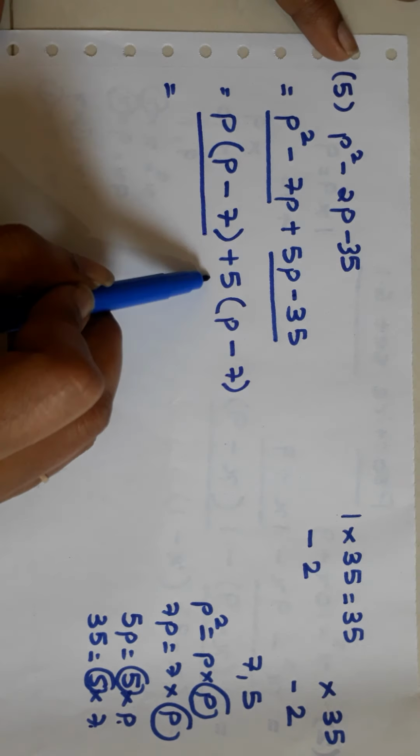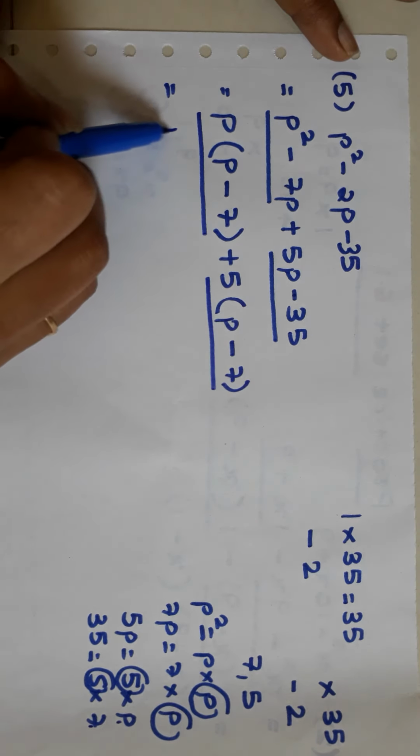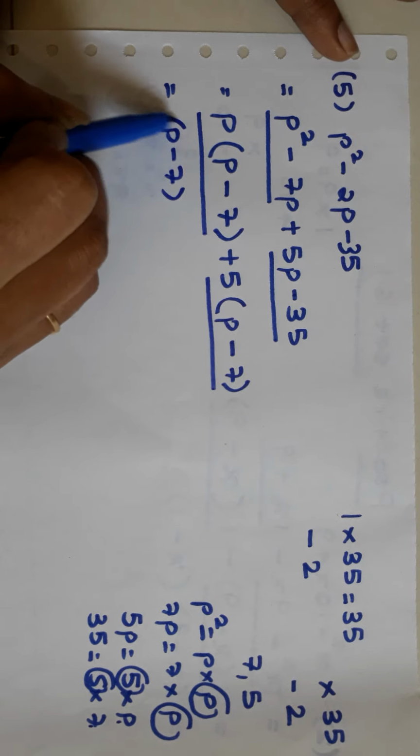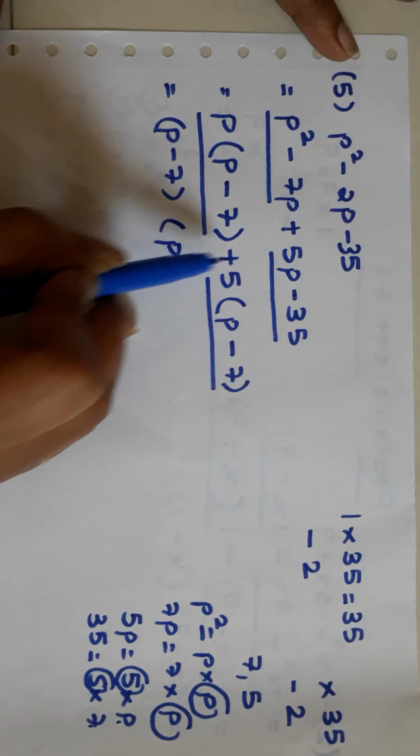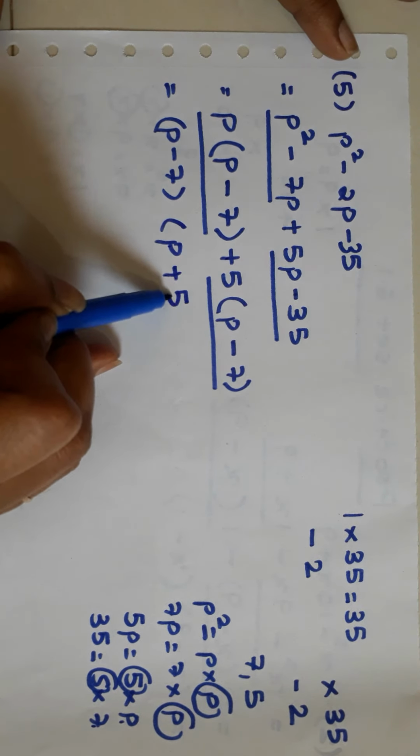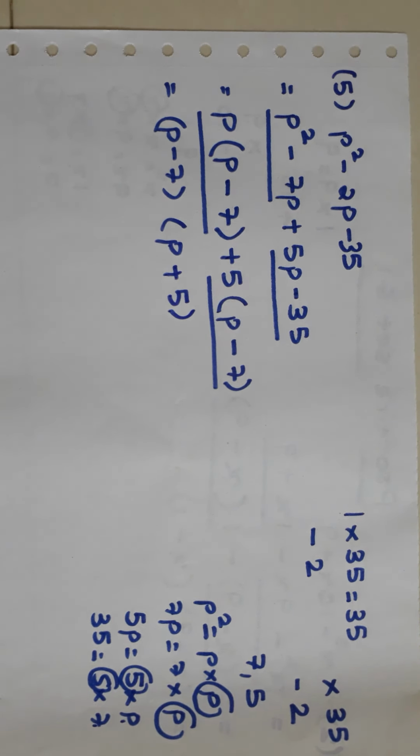Now again take common from these two terms. p minus 7 is common in both the terms. So here we will have p, plus, and here 5. So the factors of p square minus 2p minus 35 are p minus 7 and p plus 5.